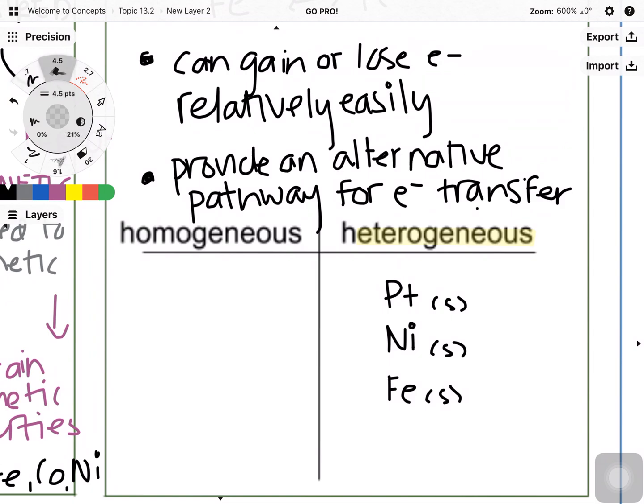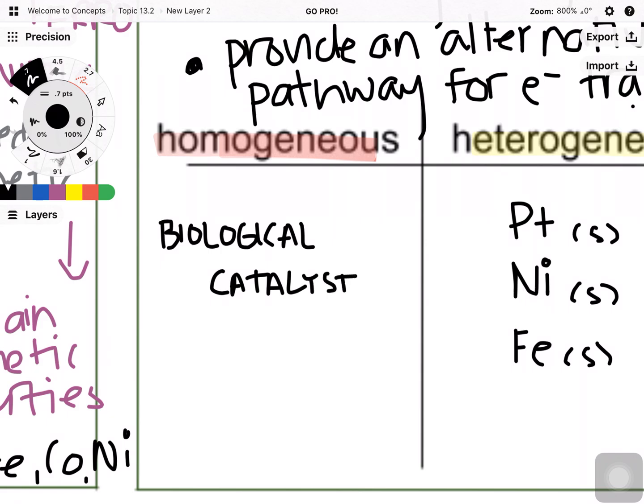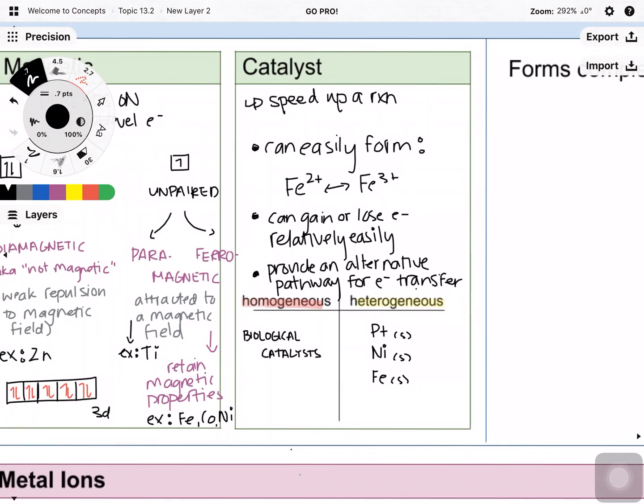Just to look at the opposite side of the coin, when we're talking about homogeneous catalysts, they're catalysts that occur at the same state as our reactants, and that's usually more biological catalysts, aka enzymes. So these are usually dissolved in water, so aqueous, and the reactants that they're trying to speed up the reaction for are also usually aqueous. Okay, so transition metals can act as catalysts because they very easily gain or lose electrons, and therefore provide an alternative pathway for electron transfer.